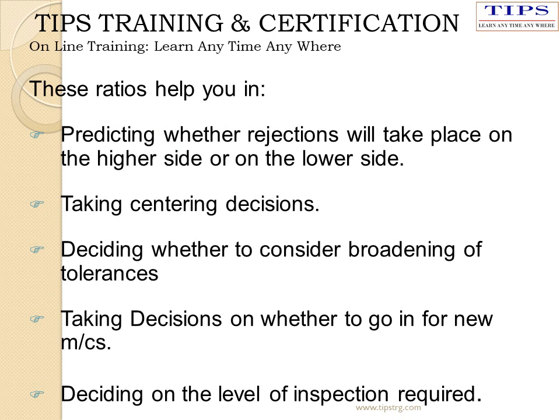This ratio helps you in predicting whether the rejections will take place on the higher side or lower side. It helps in taking the centering decision, deciding whether to consider the broadening of tolerances, taking the decision on whether to go in for new machines, and deciding on the level of inspection required further.